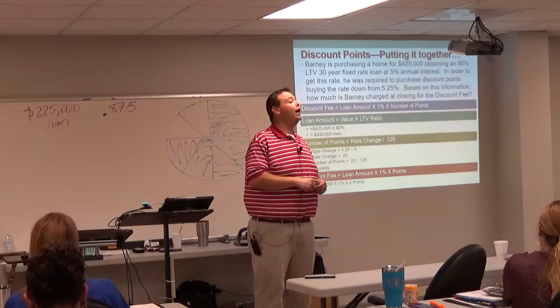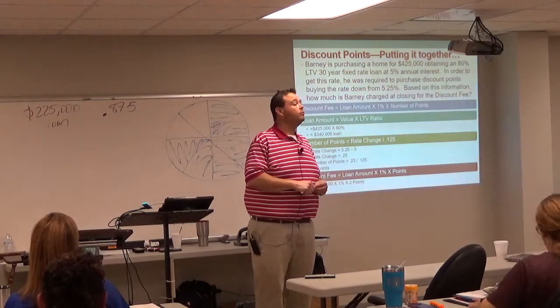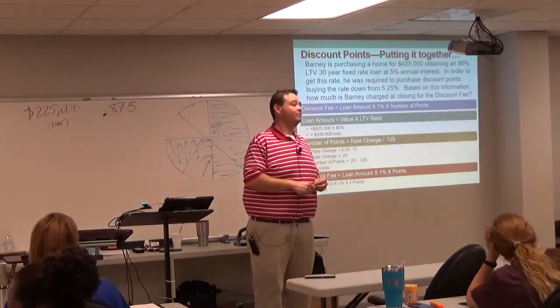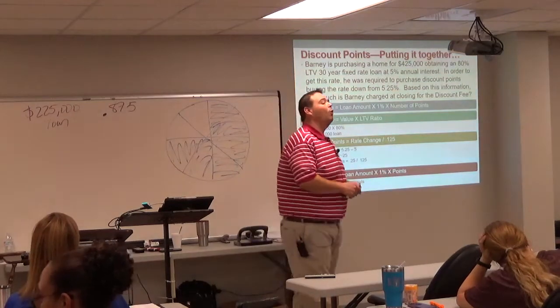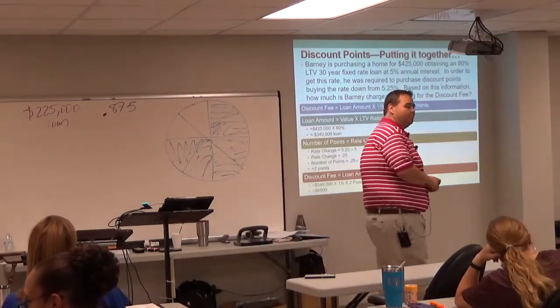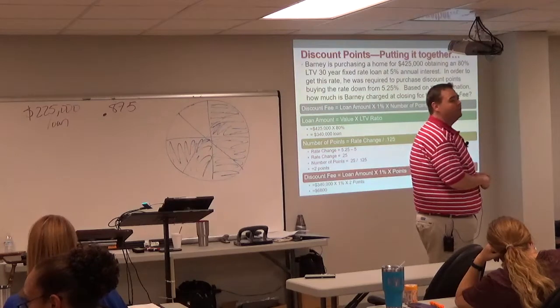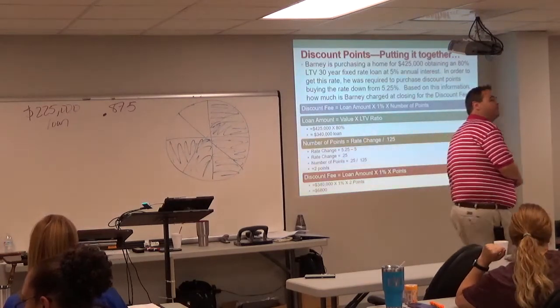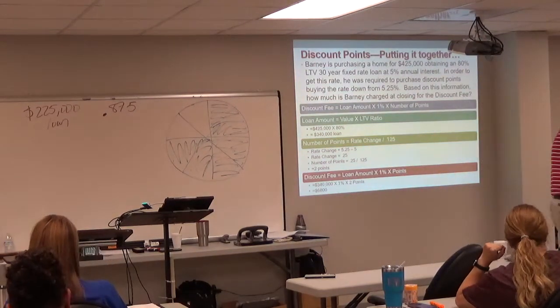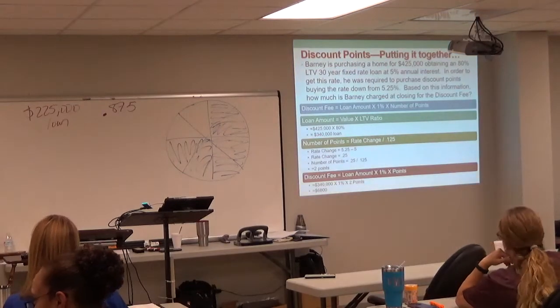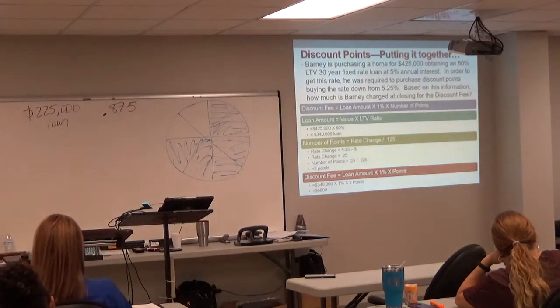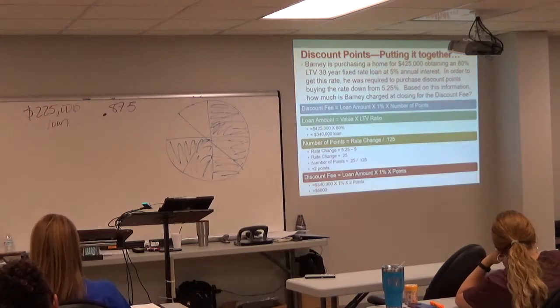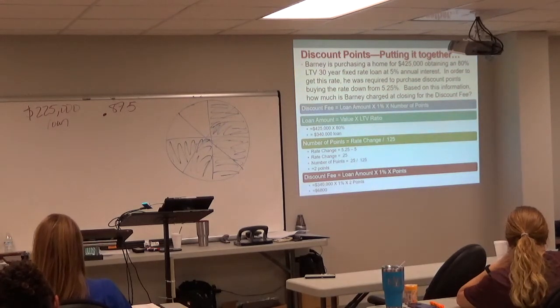No. Why not? How is it 7 points? How is it not 7 points? 0.875. What would 0.75% be? How many points would that be? Think of the pizza. 3/4 of the pizza. How many slices have you eaten? Stop doing math. 3/4 of the pizza.